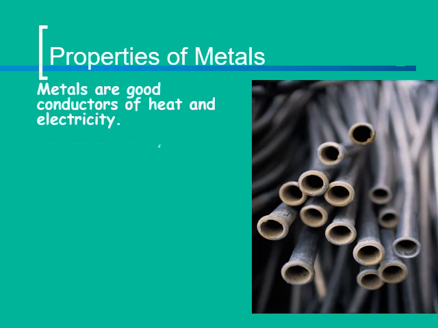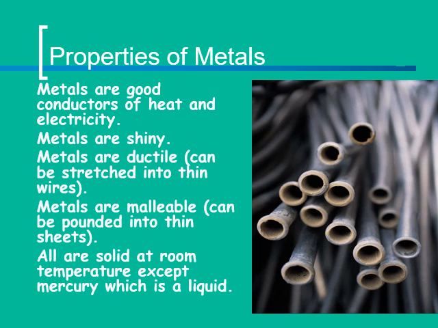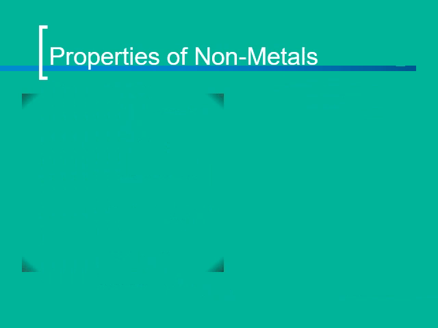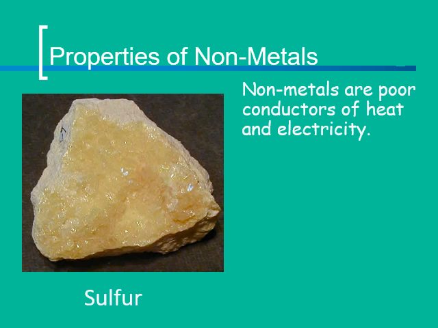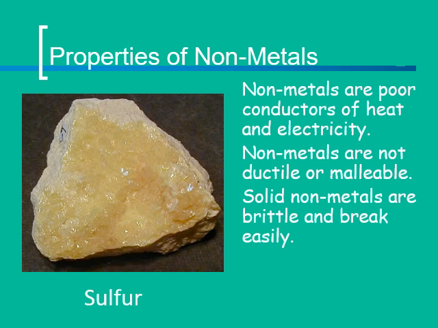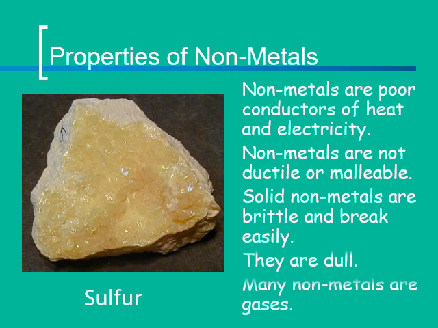A brief recap on some of the properties of metals. We know that metals are good conductors of heat and electricity. We know that they are shiny, they are ductile, they are malleable, okay? Whereas non-metals are poor conductors of heat and electricity, okay? They are not ductile or malleable, all right? And they are brittle and they break very easily.